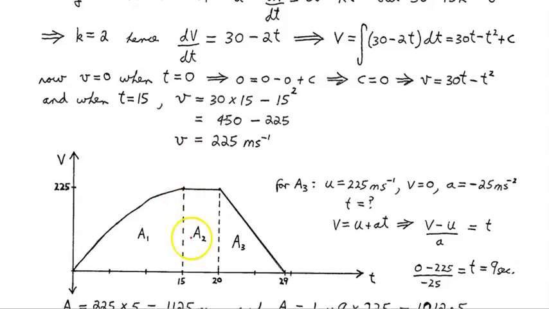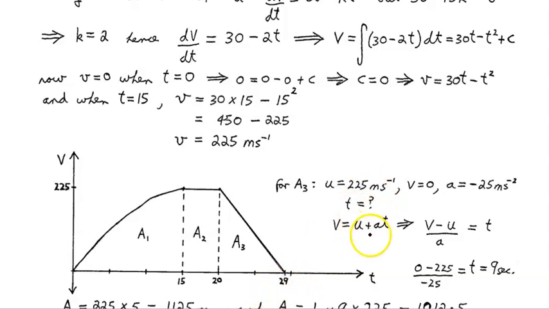So from 15 seconds to 20 seconds, we can just draw a horizontal line at 225 meters per second. From the 20-second mark, it's going to drop down to 0, because there's a deceleration acting, minus 25 meters per second squared, in the opposite direction to its motion in order to bring it to rest. We need to find how long that takes. How did I get 29 here on the sketch?